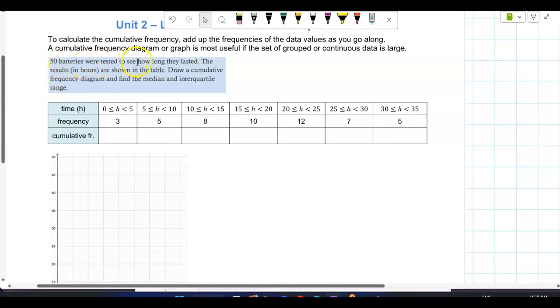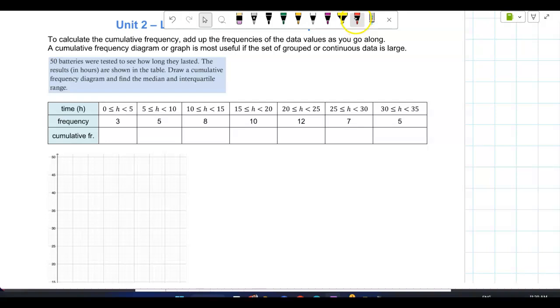50 batteries were tested to see how long they lasted. The results in hours are shown in the table. Draw a cumulative frequency diagram. So that's what we'll be doing. Like, is it this S-shaped graph? Correct. And find the median and interquartile range. So the same thing you did here, basically.